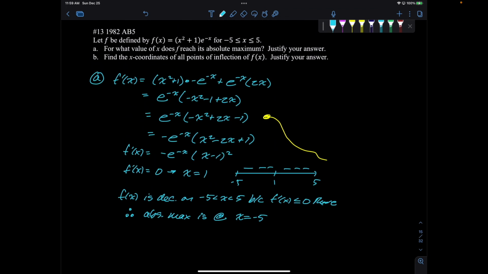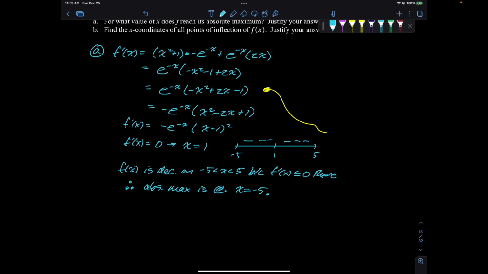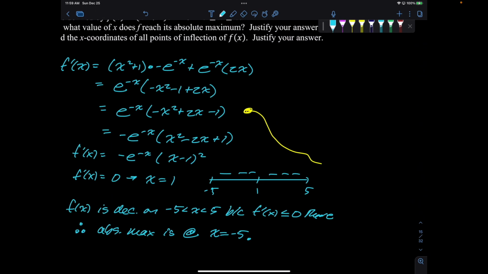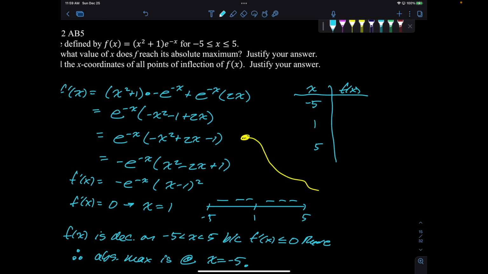So are we looking for the x coordinate? Yeah, so this would be my answer. Another thing I could do is a candidates test, where I do x and then f of x, and I do negative 5, 1, and 5. Am I going to be able to figure this out, though? Maybe. This will be 26 e to the 5th. This will be 2e to the negative 1st, and this will be 26 e to the negative 5th.